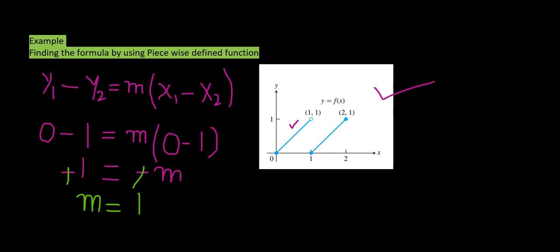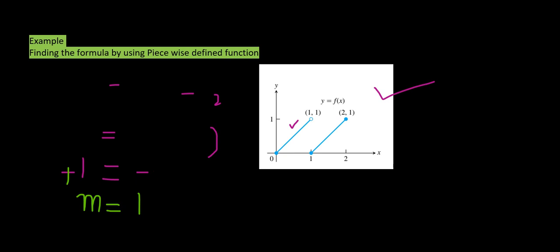Let me erase this whole space because we have already found our slope. So the same formula we can use for this line, but in this we will use only the one value of our points, the ordered pair, to find the equation.